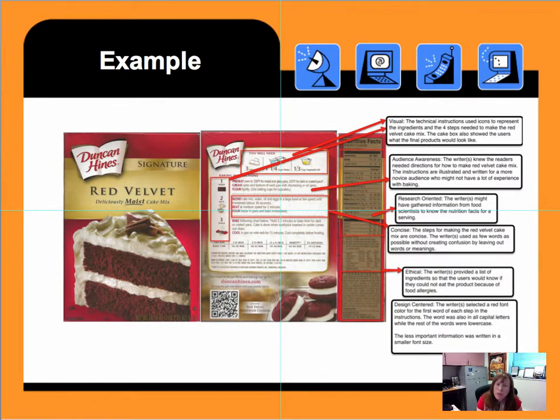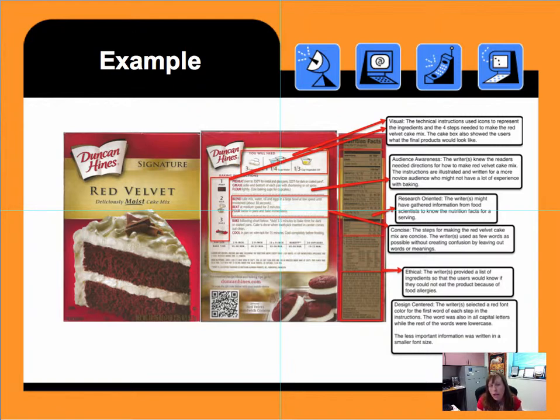The information is written concisely. The steps for making the red velvet cake mix are complete but brief, and the writer used as few words as possible without creating confusion by leaving out words or the meaning of what to do. The cake box is even ethical. The writer provided a list of the ingredients in the product so that the users would know if they could not eat the product because of food allergies.